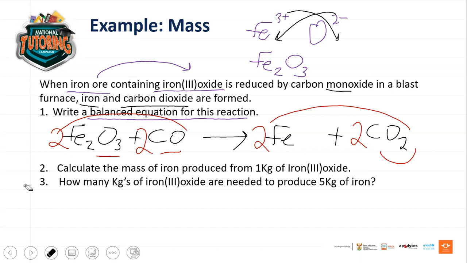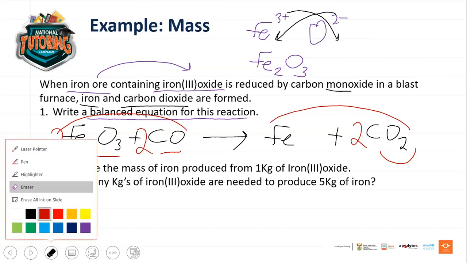6, 7, 8. And then on the right, we've got 4. So that's not balanced yet. What do we need to do? Did I read the question correctly? Fe2O3, yes, iron oxide, carbon monoxide. In the blast furnace, we've got iron and carbon dioxide. Yeah, we've got that right. Okay, so we need to put the 2 there, then we need to put a 4 there.